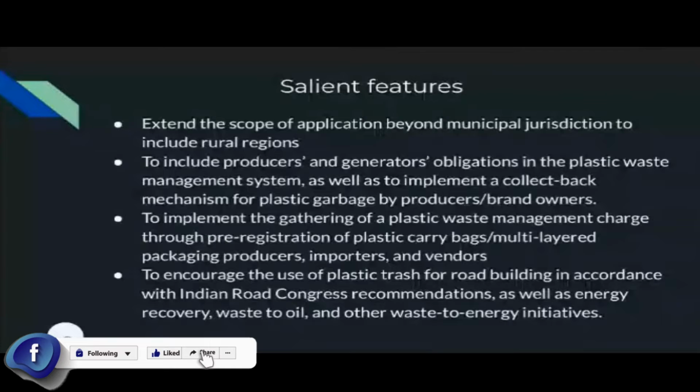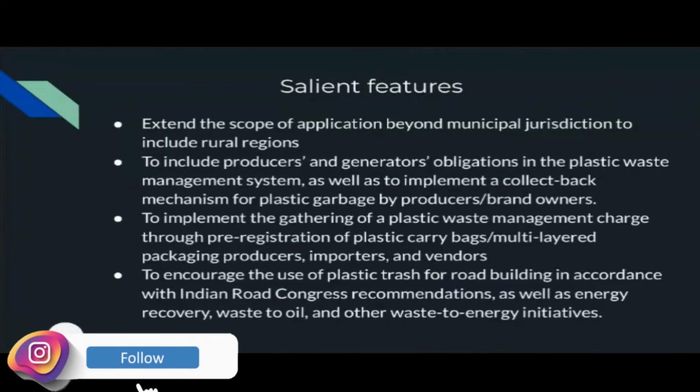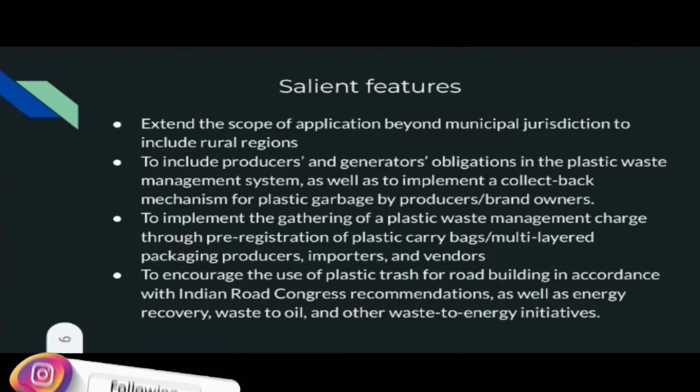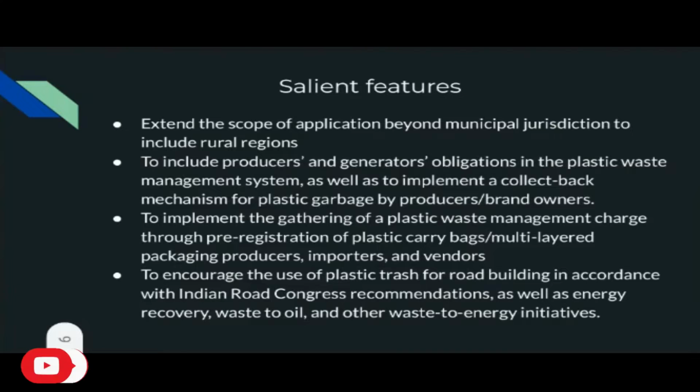Now moving on to the third salient feature, that is to implement the gathering of plastic waste management charge through pre-registration of plastic carry bags or multi-layered packaging products, producers, importers and vendors. This is also in par with the idea of the polluter pays principle. That is, the plastic waste management charge should be gathered through pre-registration of the people who are producing these plastic carry bags, that is, the producers, importers, vendors, etc.